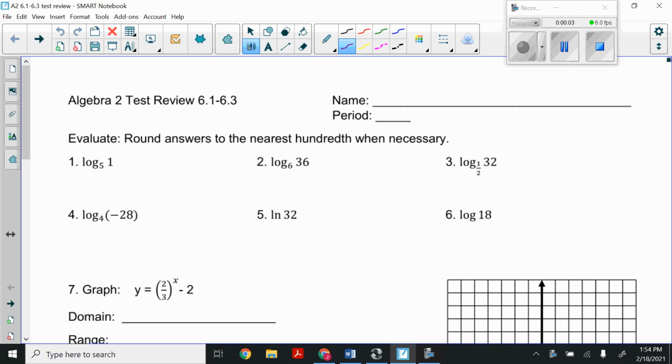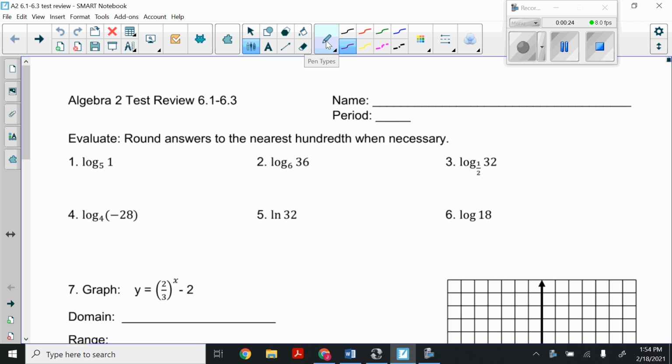All right, so today in Algebra 2, we're going to look at our test review for 6.1 to 6.3. So 1 through 6, the directions say evaluate, round answers to the nearest hundredth when necessary. Okay. So evaluate, remember anytime you see the word evaluate, that means you're going to have a number for an answer. So number 1, log base 5 of 1.